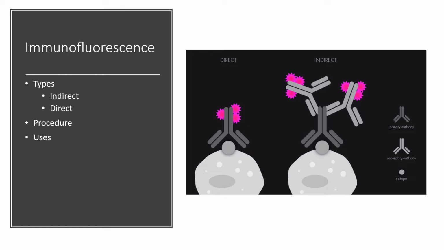The patient's blood is then incubated with the test slide. If the antibody is present, it will bind to the cells, coating the test slide. Fluorescent dyes are then used to visualize the molecules under a light microscope.